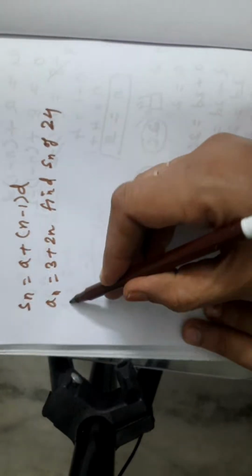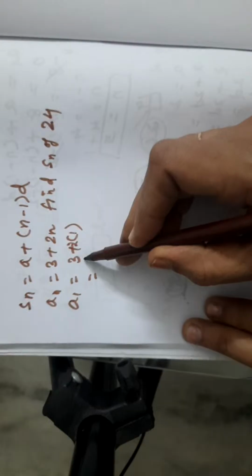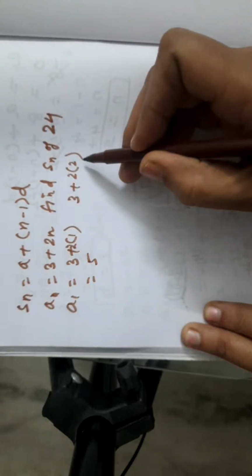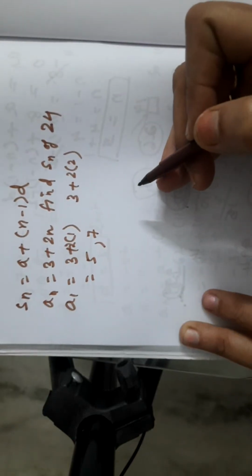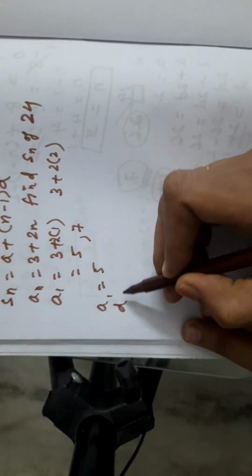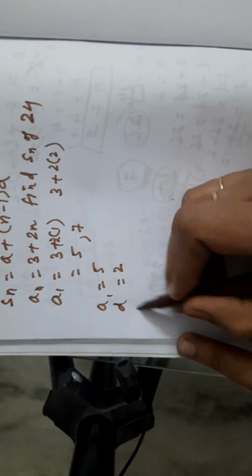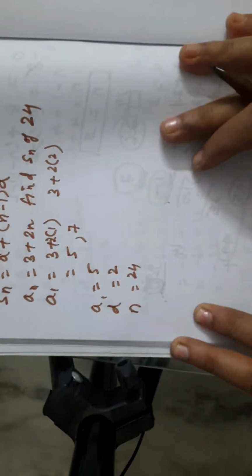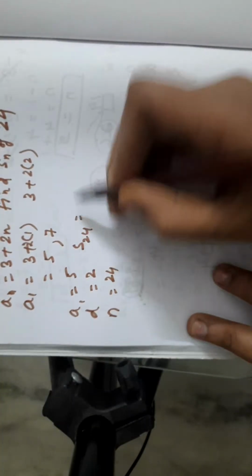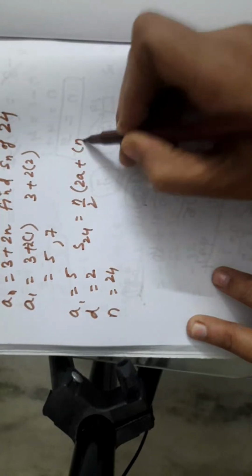Replace n by 1. So an will be 3 plus 2 multiplied by 1. So 3 plus 2, 5. If we replace n by 2, 3 plus 4, the second term will be 7. So 2 terms are sufficient to frame the equation. A1 is 5, the common difference is A2 minus A1, so it is 7 minus 5, 2, and n is given as 24. We need to find the sum of 24 terms. Now put all the things in the equation. S24, n upon 2. So the formula of sum is n by 2 times 2a plus n minus 1 d.